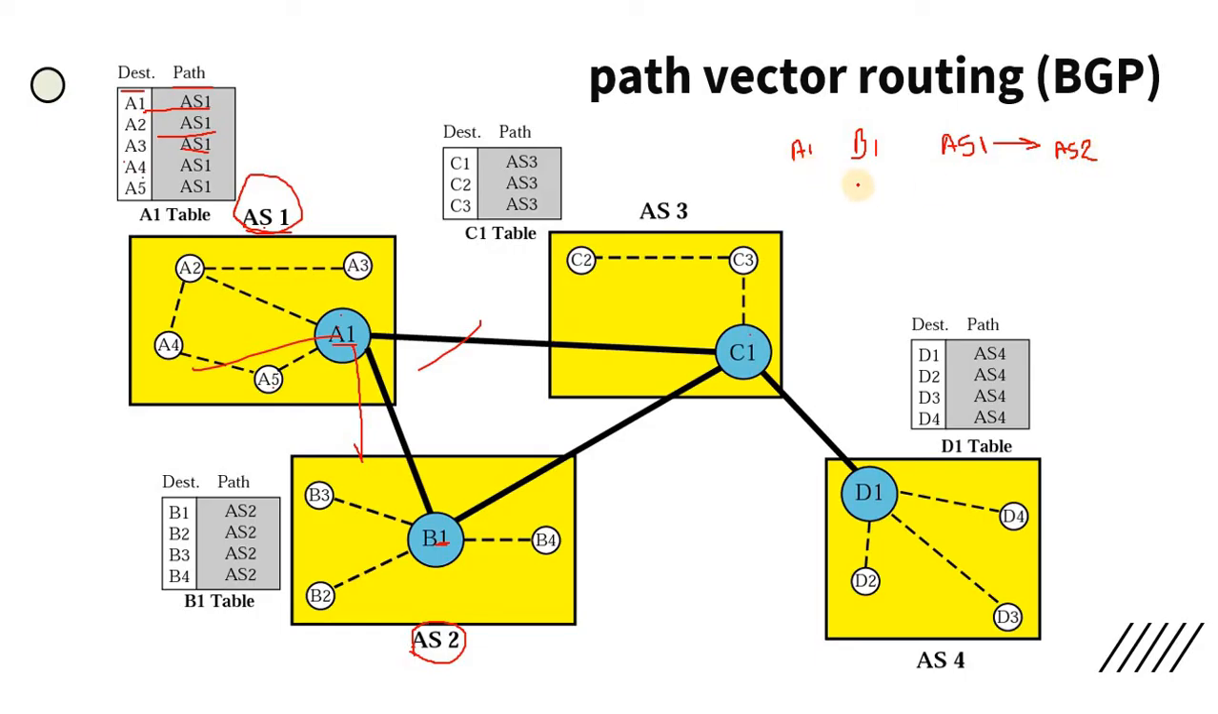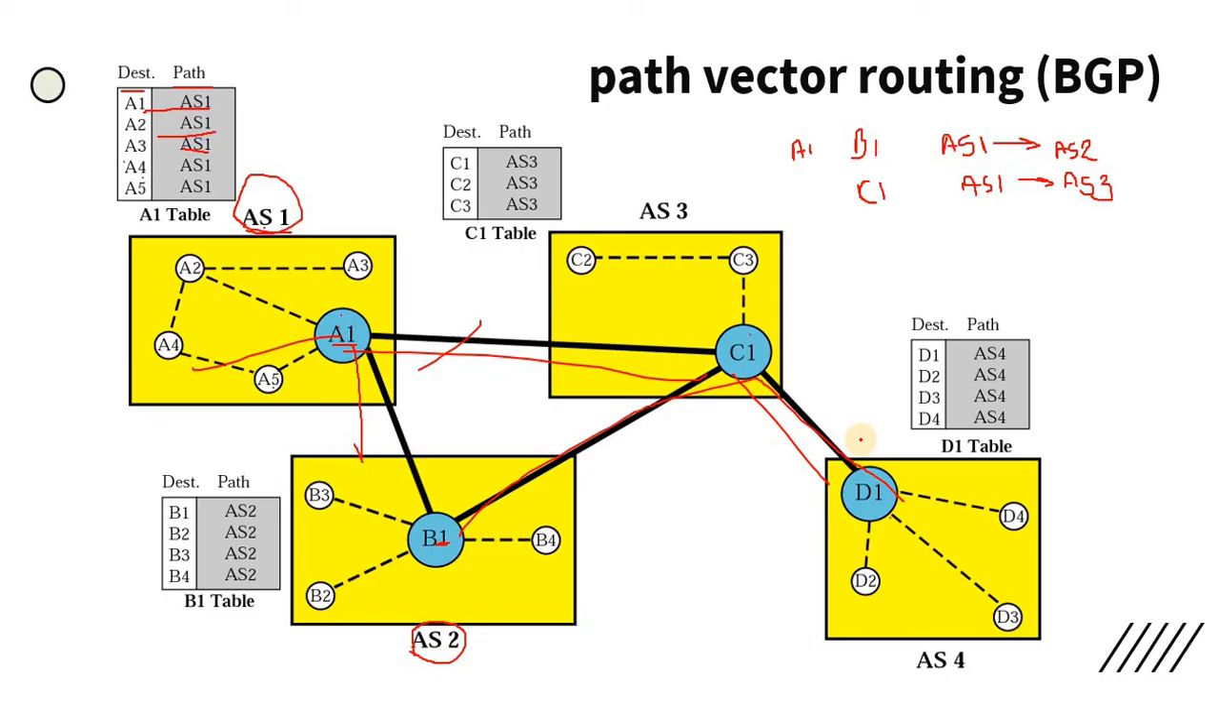Same as if A1 wants to communicate with C1, then the path is AS1 to AS3. Okay, so if A1 wants to communicate with D1, then the path is not directly there, so we need to go through A1 to C1 and C1 to D1, or A1 to B1, B1 to C1 and C1 to D1. So based on the distance, we'll select the path.